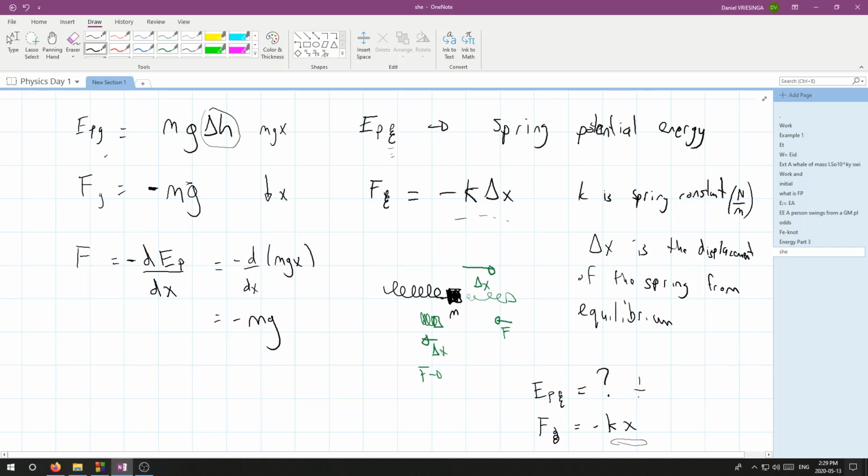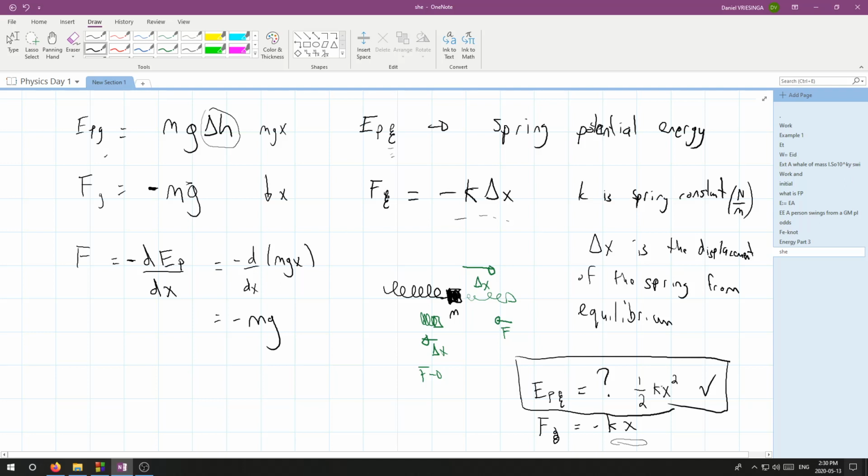Try to convince yourself that it is 1/2 k x squared. So if I take the derivative of this, the 2 will come down and cancel the 1/2, and I'll be left with kx and a minus sign. So yes, it does work. That is the hand-wavy argument I have for telling you that the potential energy inside of a spring is equal to 1/2 times the spring constant times the amount that it's stretched squared.